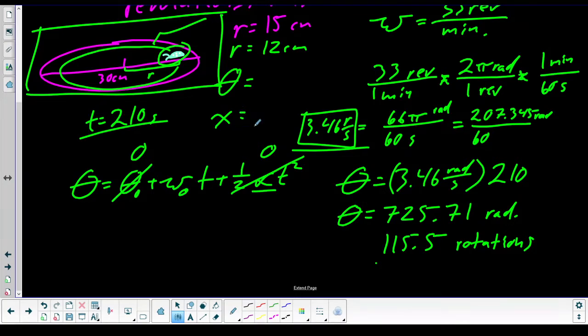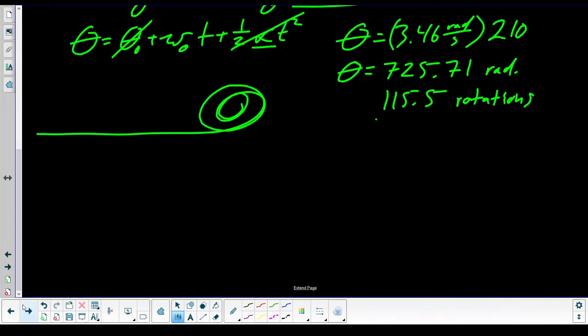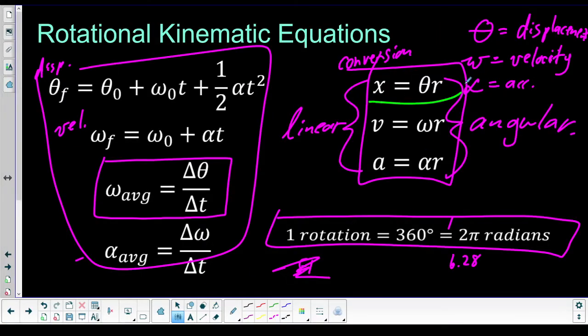Now we want to know, what is that distance? So if our bug stays at 15 centimeters, what's the linear distance? If I took its path and then unrolled it, so this is it unrolling, how long is this rolled up path? To get this linear path, what we want to use is this equation right here from the previous slide.